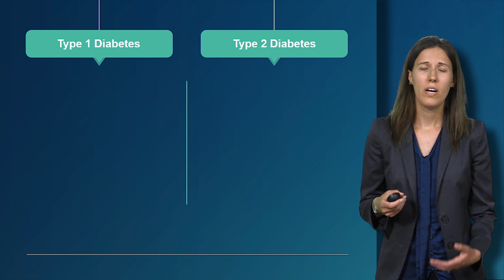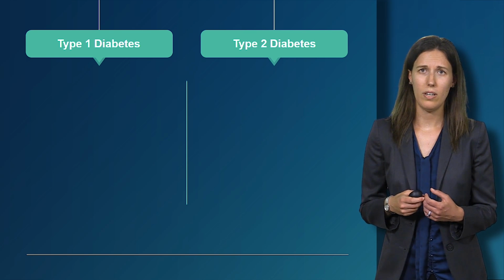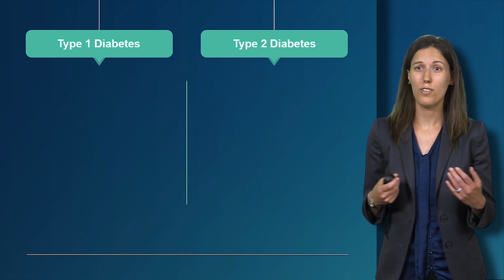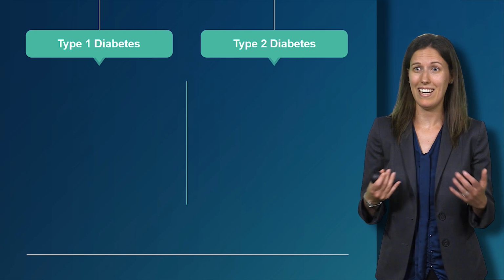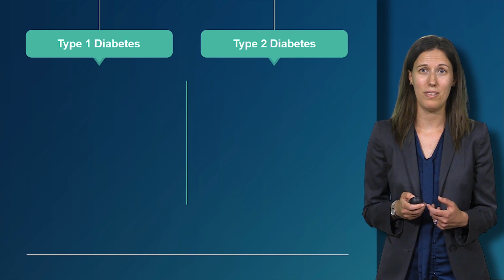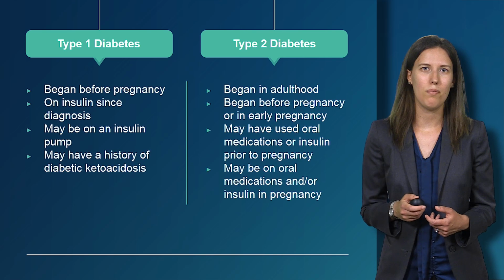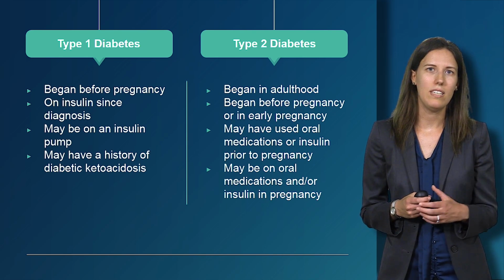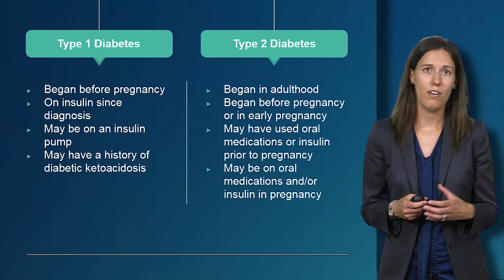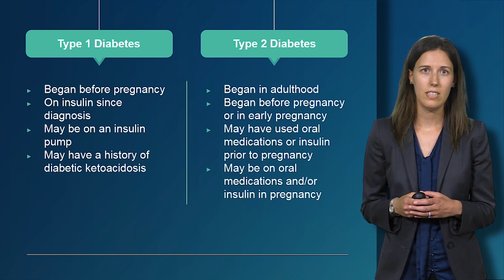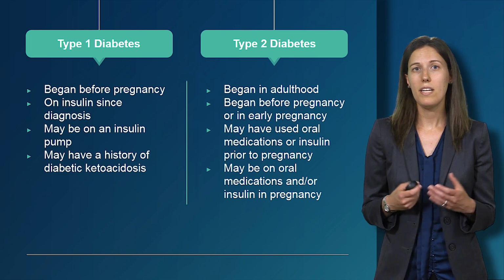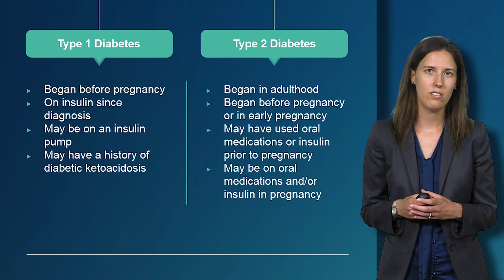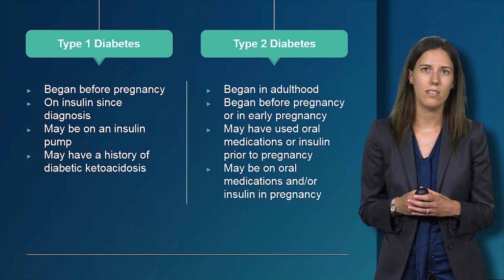In terms of how to differentiate between type 1 and type 2 diabetes, there are several different clinical clues that can help you determine this. The first and most important question to ask is ask the patient, as they may be able to tell you what type of diabetes they have. Other things to think about are with type 1 diabetes, most of the time they would have had diabetes from before their pregnancy. They're very often on insulin since the time of their diagnosis. They may be on an insulin pump, and they may have a history of diabetic ketoacidosis. All patients with type 1 diabetes are at risk of developing diabetic ketoacidosis.